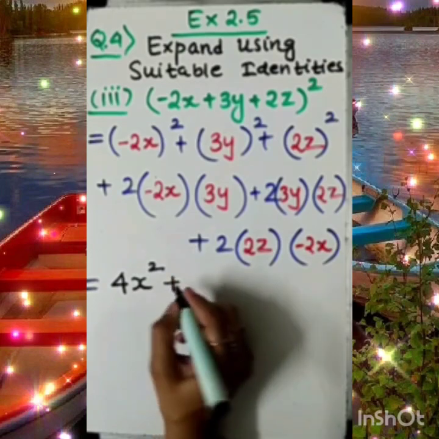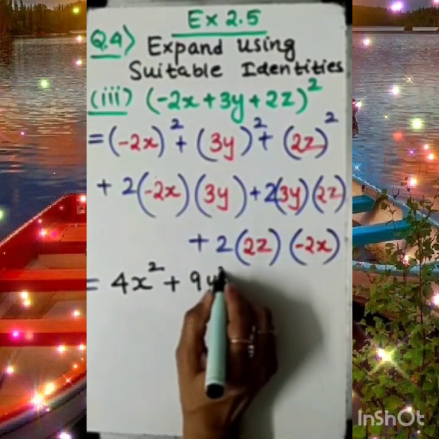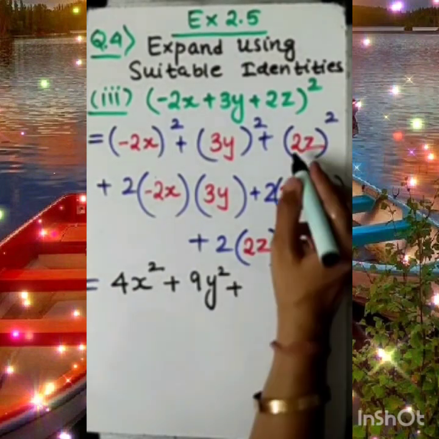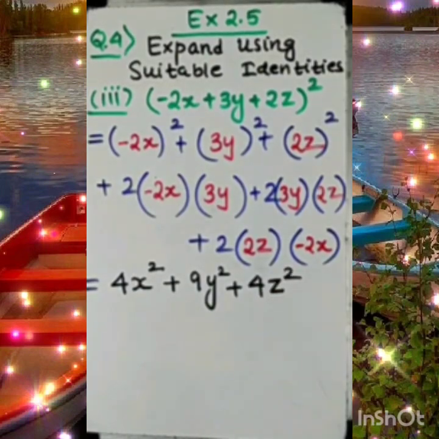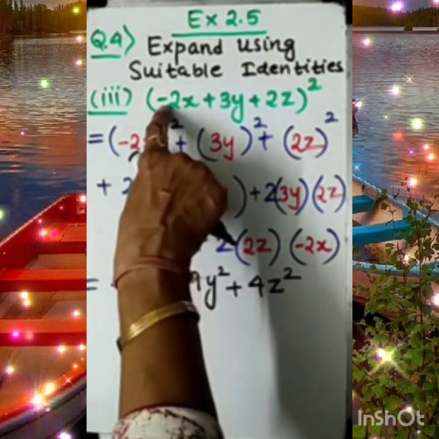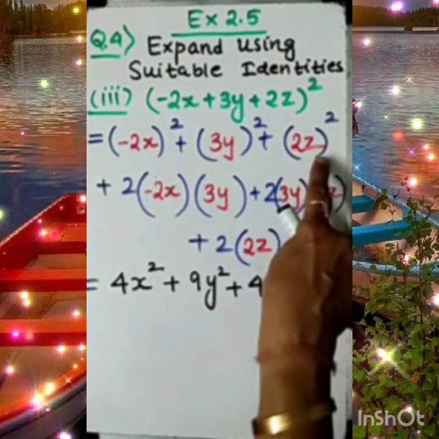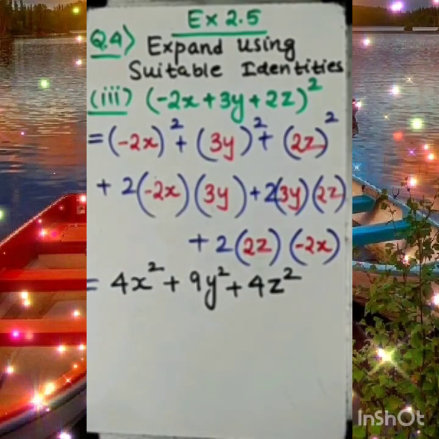Next step, 3y whole squared. 3 squared is 9, so here 9y squared. Plus 2 squared is 4, so 4z squared. Fine. So these first three terms are all positive. The reason behind that is, though here it is negative, as we are writing the square of all three terms, the square of any negative term will also be positive.